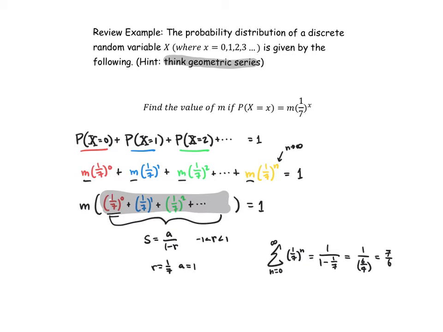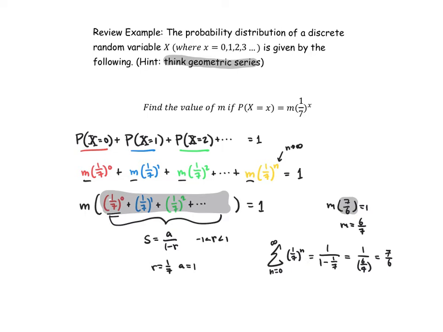is equal to 7/6. Thus, I can say that m times 7/6 is equal to 1, and therefore m must equal 6 over 7. Okay, that's an interesting one, right? And kind of ties in the idea of geometric series.